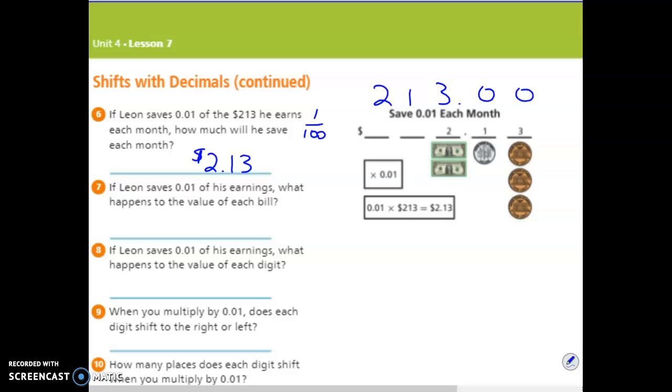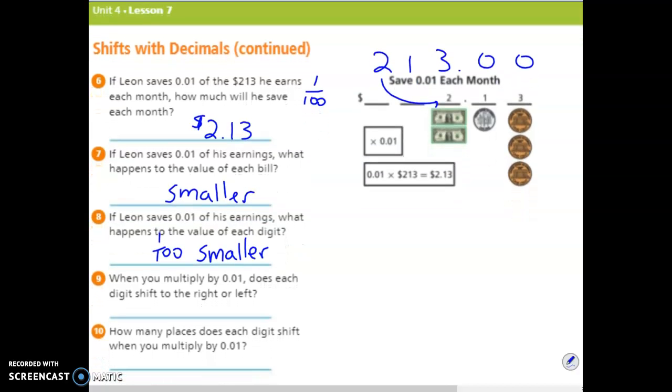If he saves 1/100th of his earnings, what happens to the value? Well, again, the 200 moved way over this way. The $10 bill moved over to the tenths, and the 3 ones moved over to the pennies, to the 1/100th. So they each became smaller. And how much smaller? They each became 1/100th smaller. So you could write it like this, or you could write it like that.